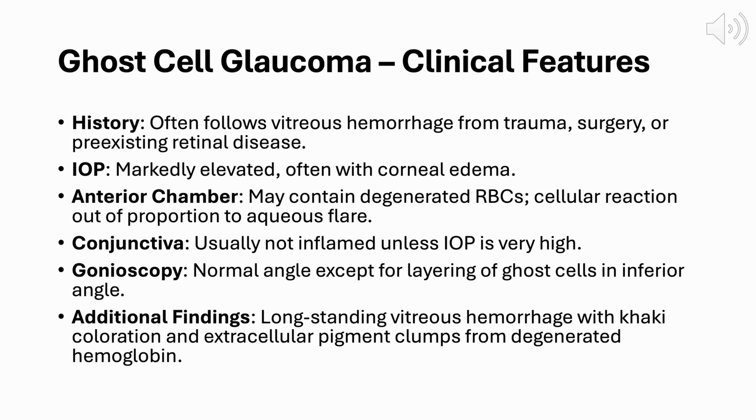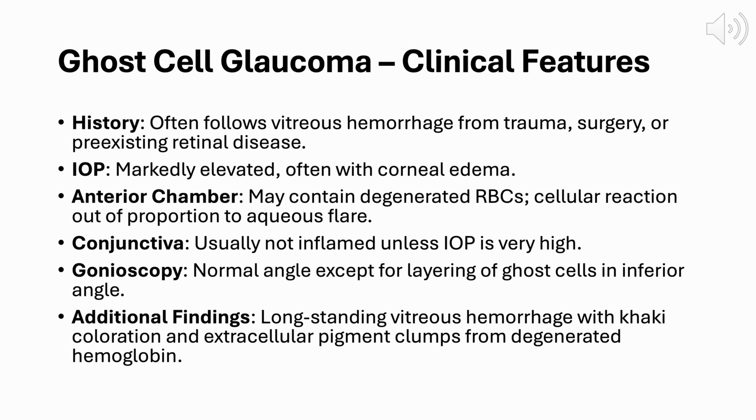Ghost cell glaucoma typically develops after a vitreous hemorrhage, most often following trauma, intraocular surgery, or in the setting of pre-existing retinal disease. In these cases, intraocular pressure is often markedly elevated, sometimes accompanied by corneal edema. The anterior chamber may contain degenerated red blood cells, and the degree of cellular reaction is often out of proportion to the amount of aqueous flare observed.